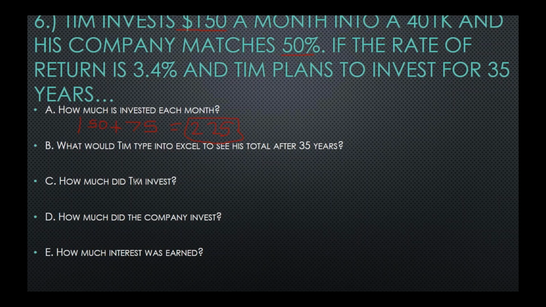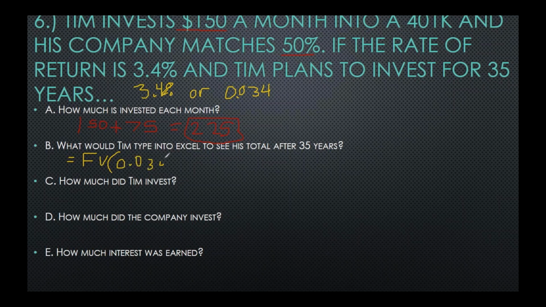Okay, so now what would Tim type into Excel to see his total after 35 years? We're looking for FV, future value, and this is exactly how you would type it into Excel. Equals the letters FV. Then we start with our monthly percent because we're making these deposits every month. So first I start with my percent, and you can write that as a percent because Excel is a calculator, or you can change it to a decimal. It's really up to you because mathematically it's the same thing.